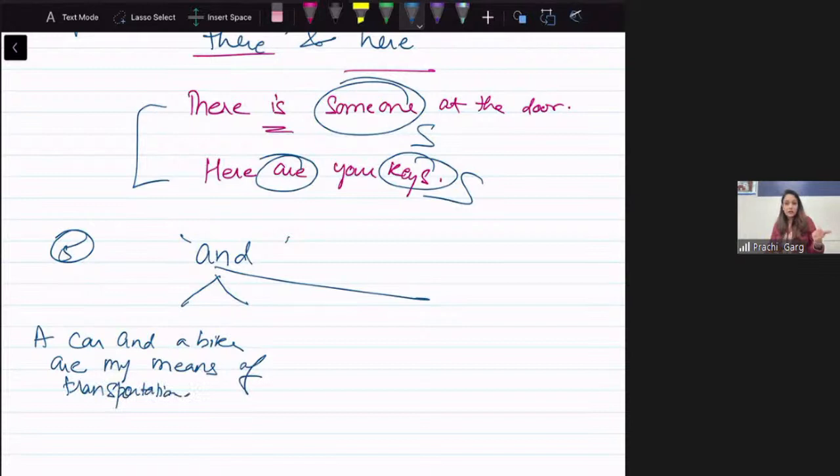A car and a bike are my means of transportation. So I'm talking about two separate things here. They're joined by and, so two things, plural verb. First rule says this: whenever you are joining any two things, you use the plural. My father and my mother are coming for my annual day function.